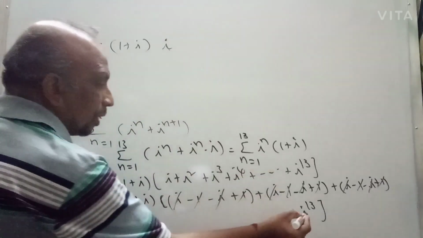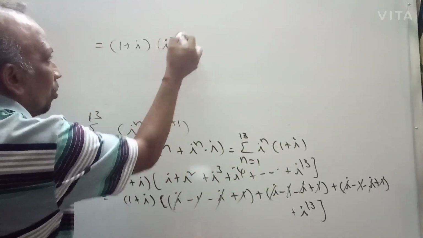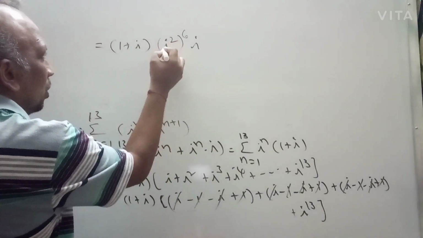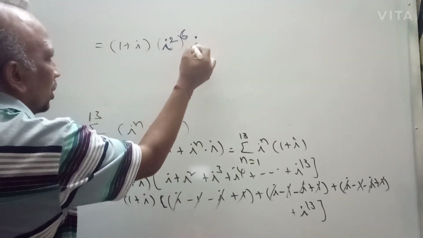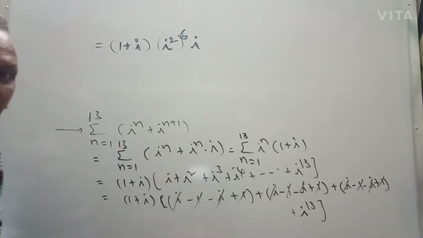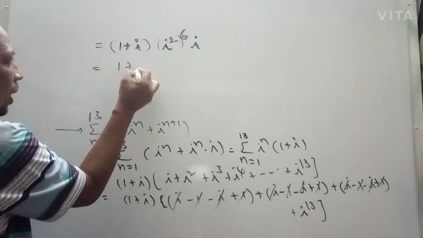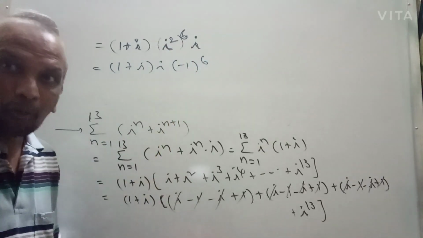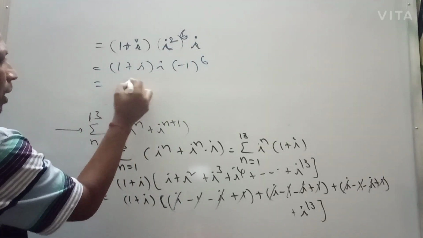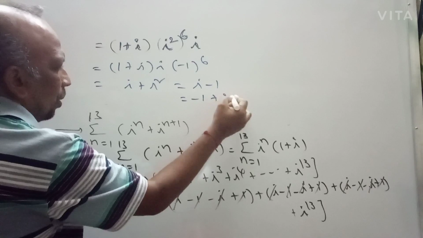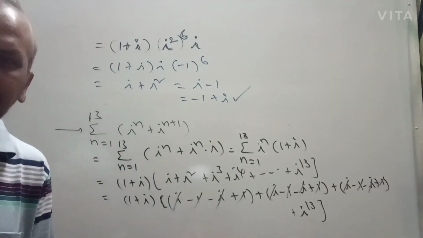So i power 13 I can write as i squared whole power 6 into i, correct? That way I can express. So I have taken i squared whole power 6 into i. Here outside is 1 plus i we have, right? i squared is minus 1. So 1 plus i into this i, you will get i squared is minus 1 whole power 6, that will be 1. You expand this, you will get i plus i squared. So i squared is minus 1. I can write minus 1 plus i. This is your answer if I expand.